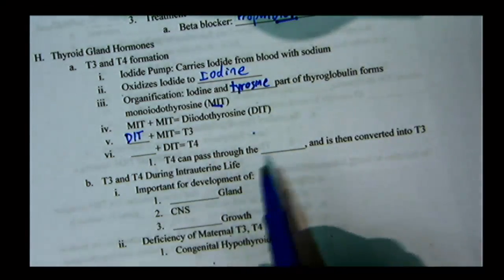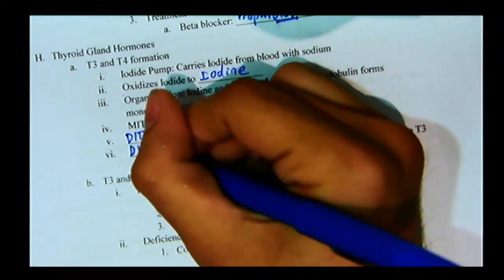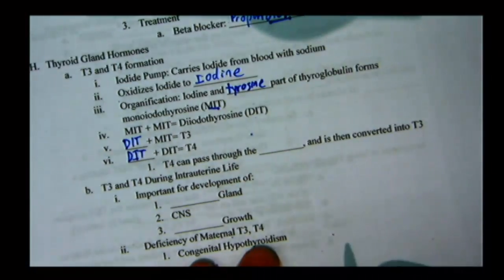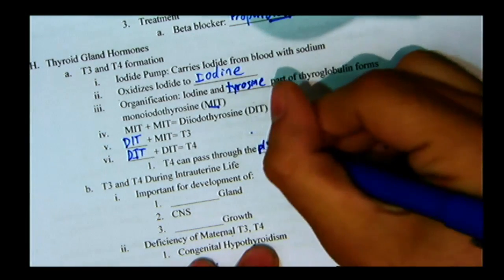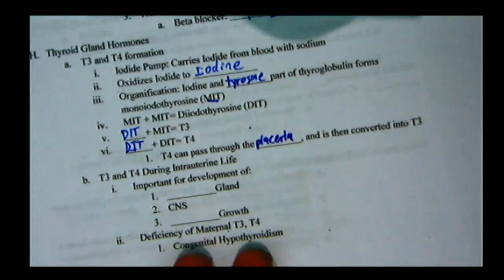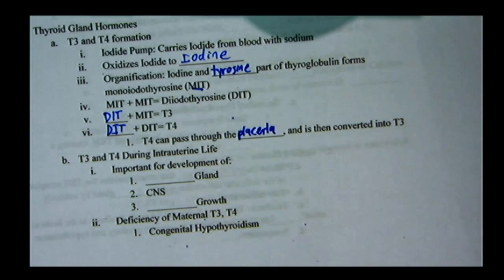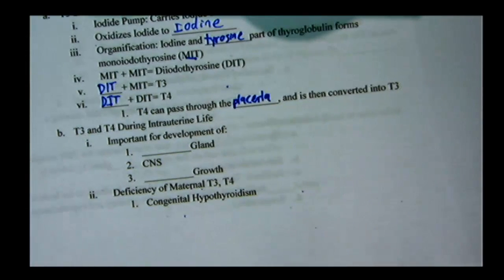T4 can pass through the placenta and is then converted into T3. That's really important, because if a baby can't get thyroid hormone, it can be really bad for its development. So now we're at T3 and T4 during intrauterine life. So it's important for the development of the thyroid gland. It's important for the development of the CNS.